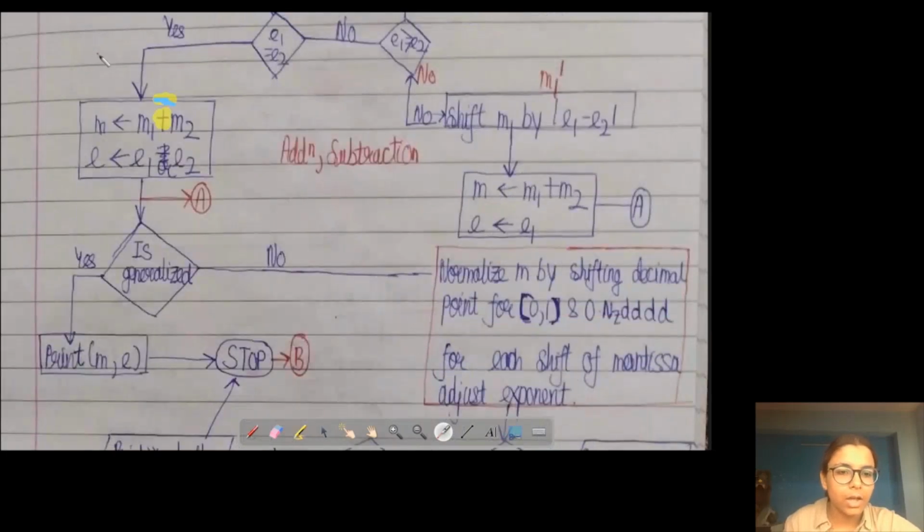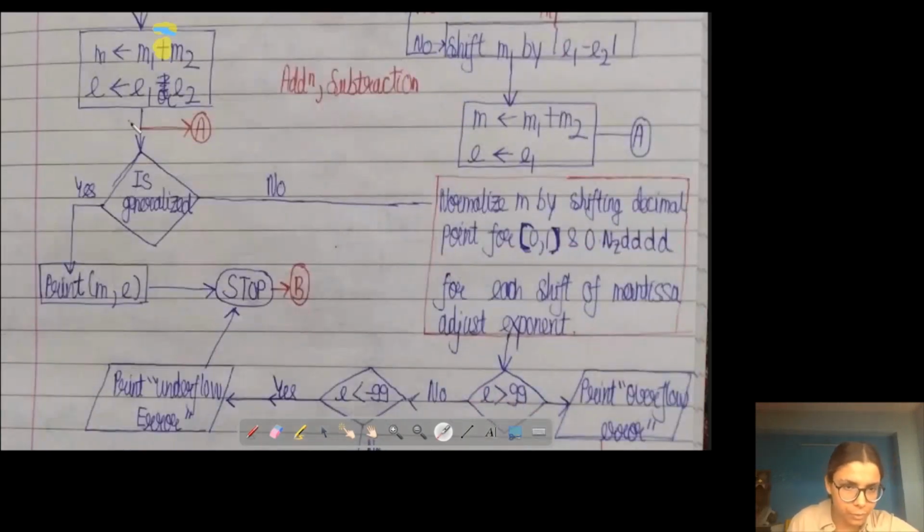Now consider that we have the condition e1 equals e2, and so we went for the normalization. For that, we just subtracted both the Mantissas and took one of the exponents as the computed exponent, and now we have to check if it is normalized. If it is normalized, we would just print the computed value and stop.